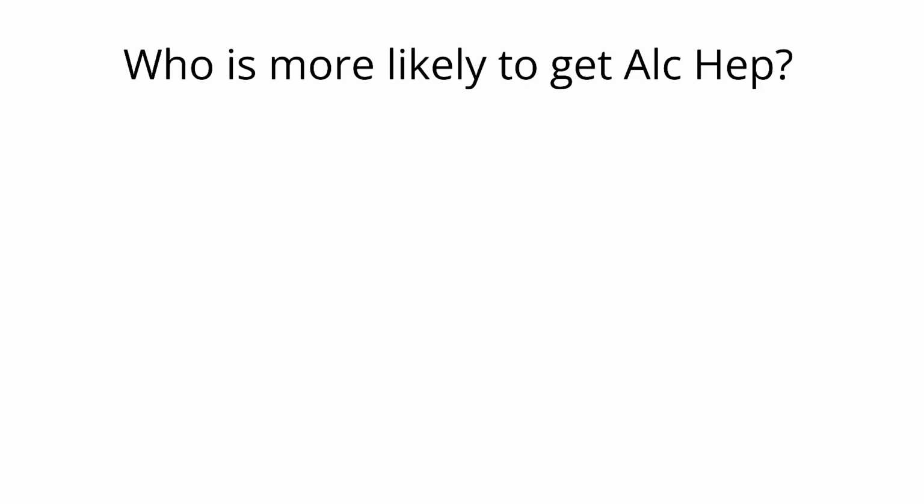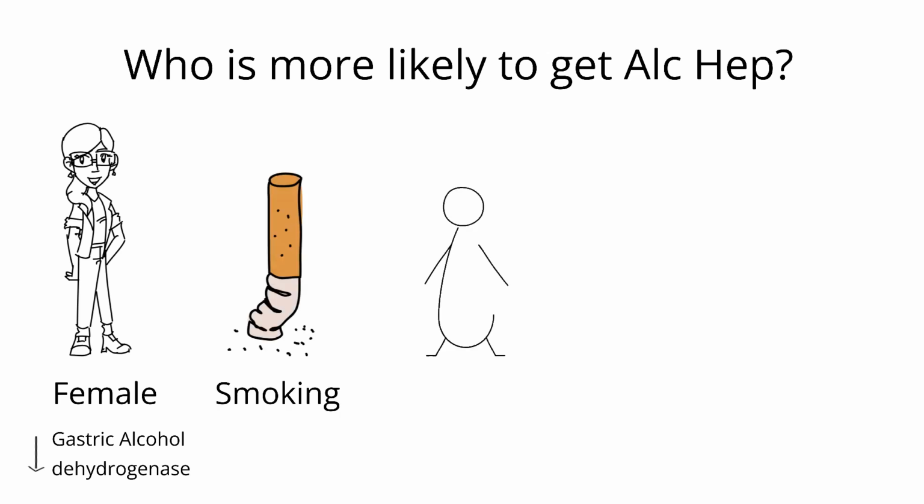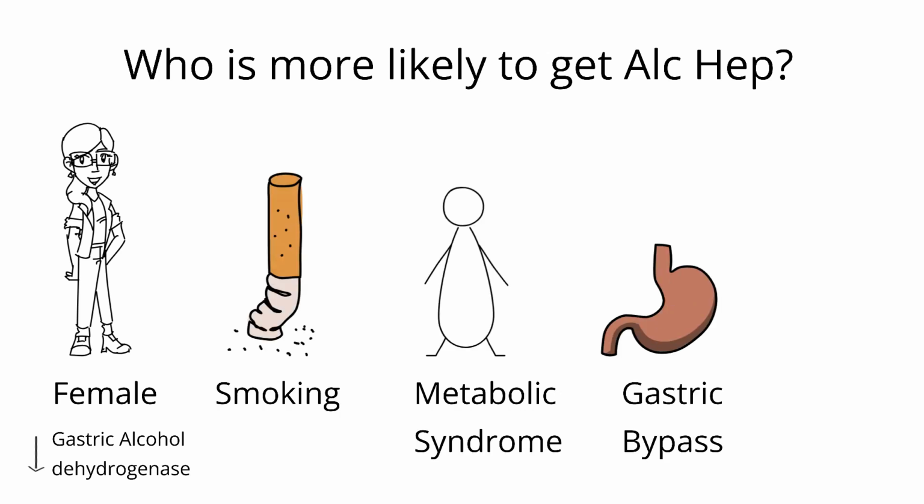Next, let's talk about risk factors. Who is more likely to get alcohol-associated hepatitis? Those who are at increased risk of Alc Hep include biological females because of the lower amounts of gastric alcohol dehydrogenase, patients who smoke, those with metabolic syndrome, and patients with a history of gastric bypass. There's also a genetic component to the disease too.